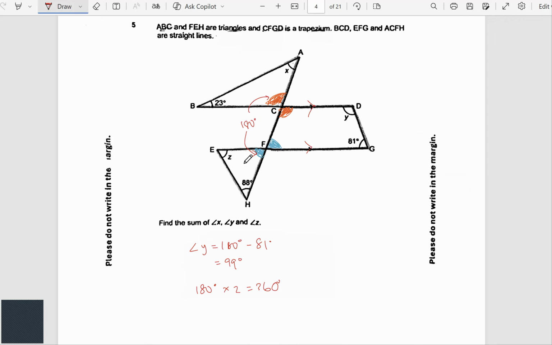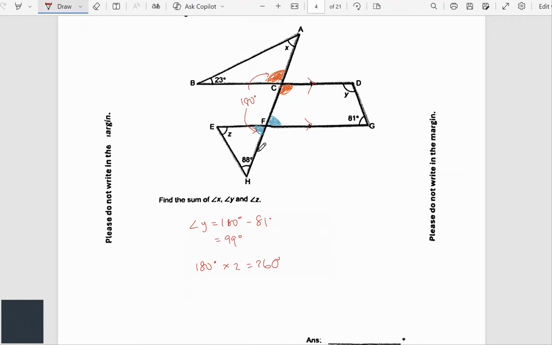So what do I need to take away in order to have X and Z left? I'll take away 23, I'll take away 88, and I take away the red and the blue. The red and the blue have a sum of 180. So we'll take 360. Sorry, this is for angle X and Z together.